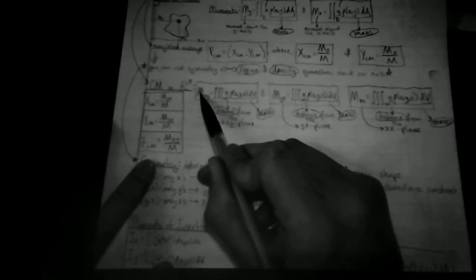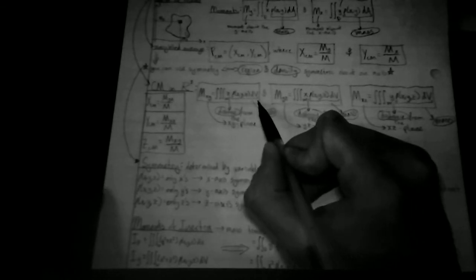If you look at the moment about the xy plane, and think about this visually, here's your z-axis, this is your x-axis and y-axis. The xy plane, the distance from that is just going to be z, because you're just going up and down, right? And that's reflected in the formula. So you have z times your mass density function. So mass times distance again shows up.